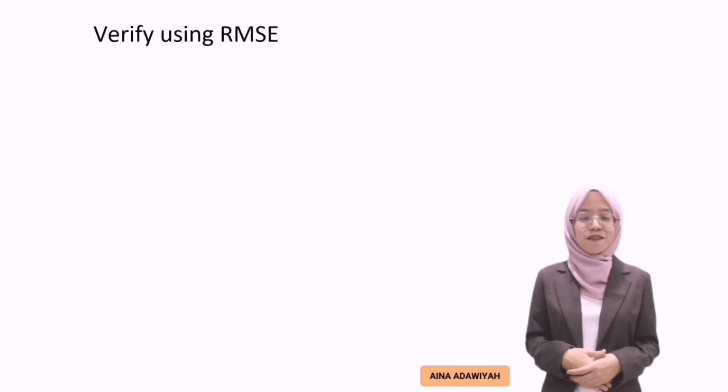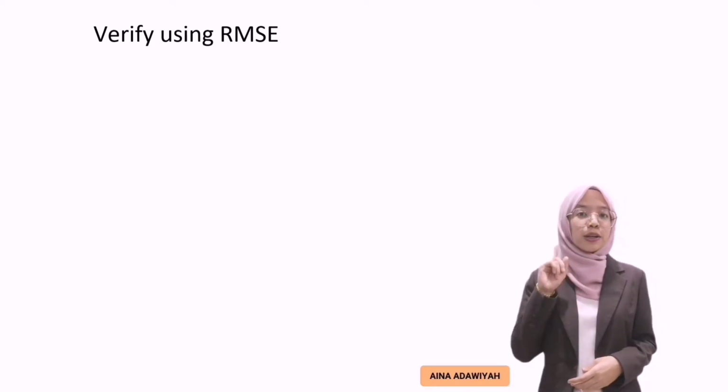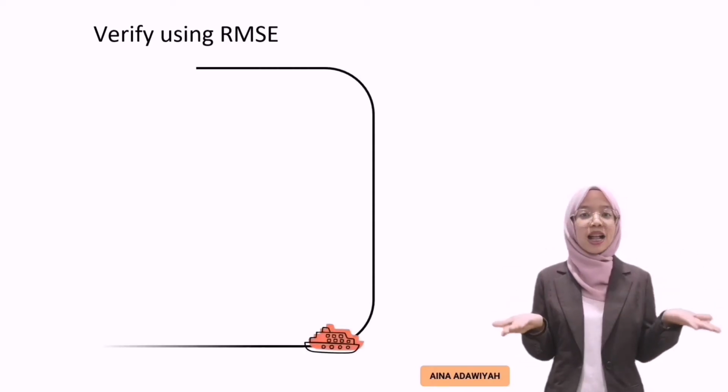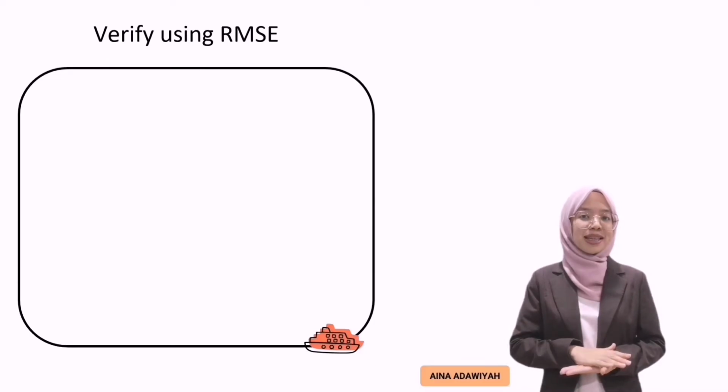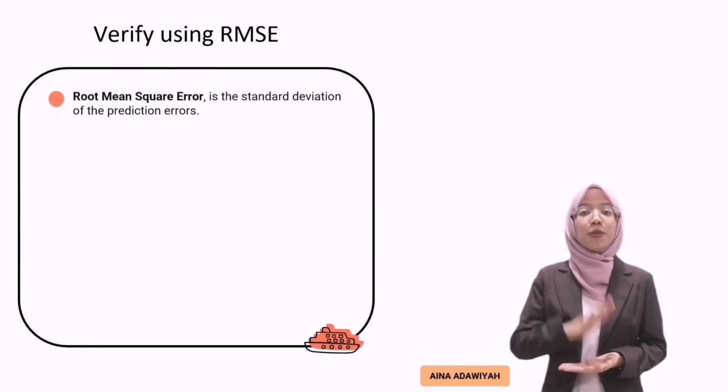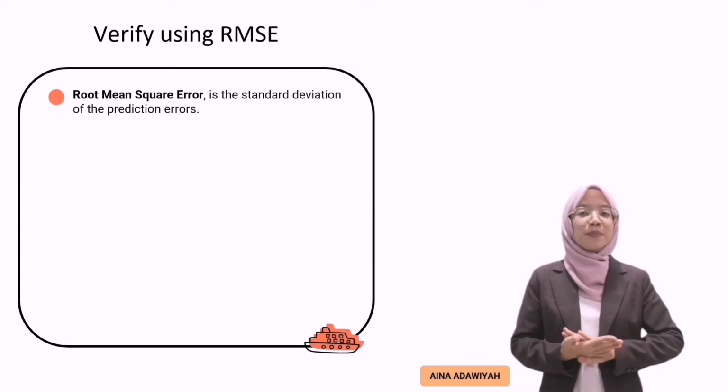Next, the verification of the result using RMSE. In order to know the best method to use between Kruskal and Dijkstra algorithm in finding the shortest path, RMSE can be applied. RMSE, or root mean square error, is the standard deviation of the prediction errors.